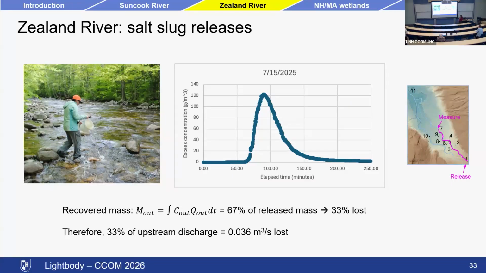Again, we went out, we dumped in some dissolved salt, we measured the concentration downstream, and just to show you what the recovery is, we recovered 67% of the mass that was released, which means that 33% of the mass was lost, and therefore 33% of the flow within the river that was marked by the salt was also lost.